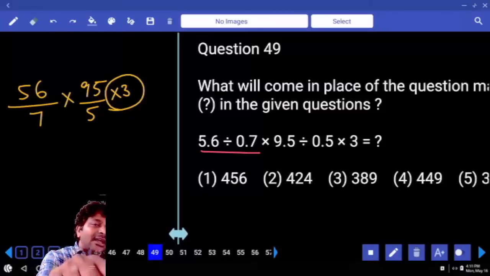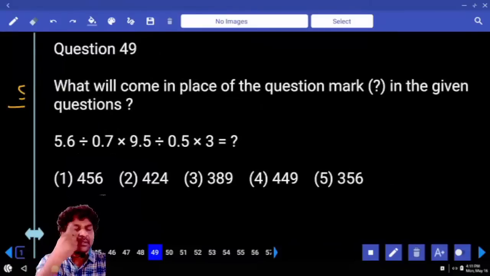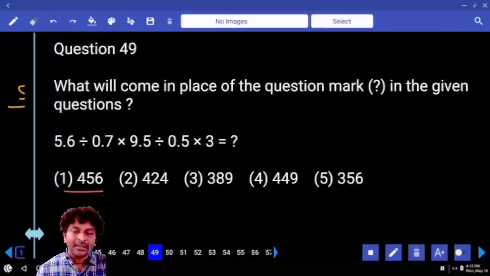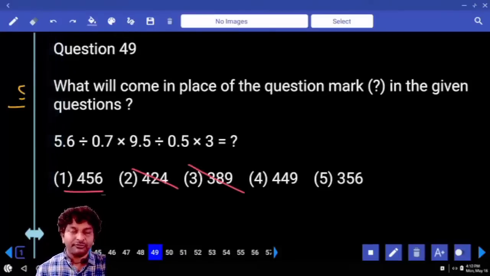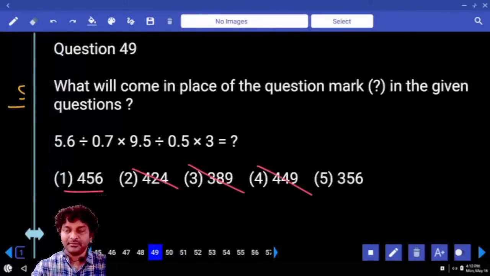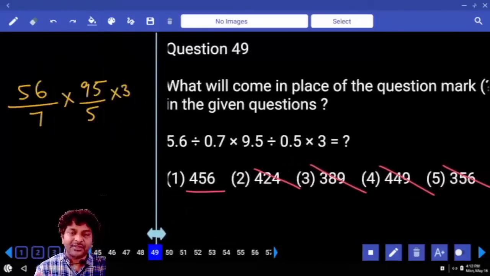Agreed? Then answer must be? Okay. Sum must be divisible by 3. Can it be first option? Can it be second option? Can it be third, fourth, fifth? Final answer. I'll just verify only 3 multiple. That's it.